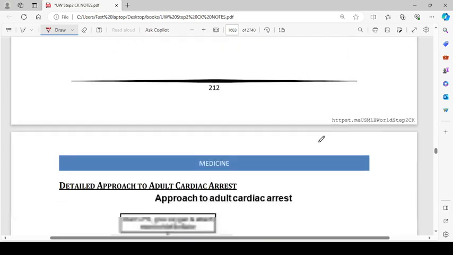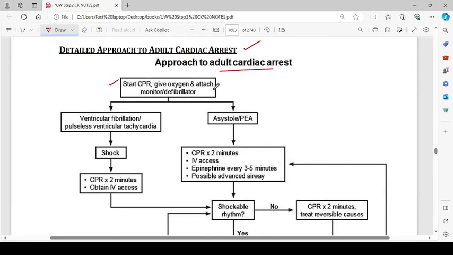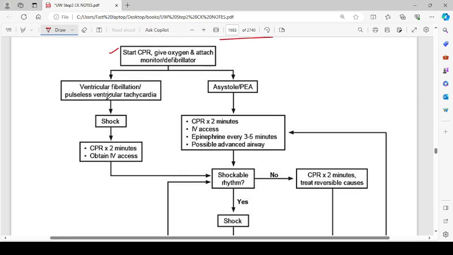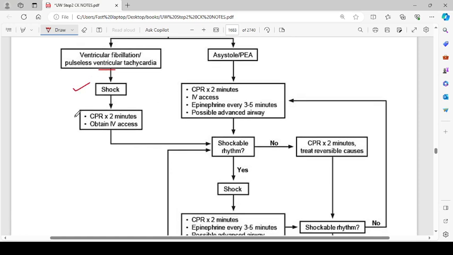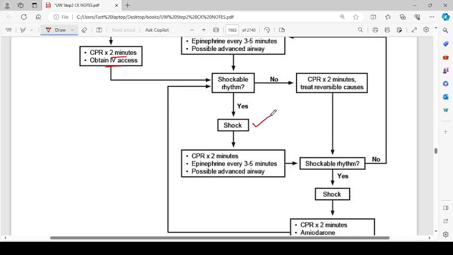Then we have the detailed approach to the adult with a cardiac arrest. Start CPR, give oxygen and attach the monitor defibrillator. Ventricular fibrillation and pulseless ventricular tachycardia: give shock. Then give CPR for 2 minutes and obtain the IV access. If the rhythm is shockable, give the shock and then again repeat CPR every 2 minutes, epinephrine every 3 to 5 minutes, possible advanced airway.